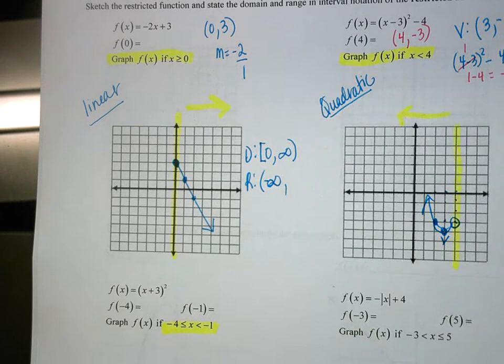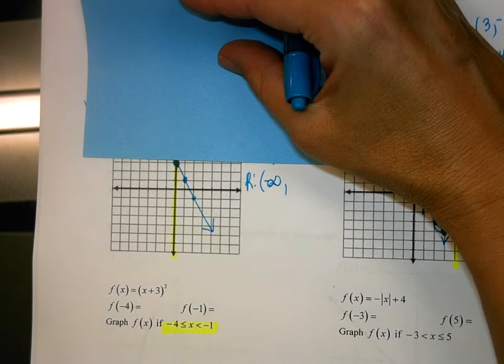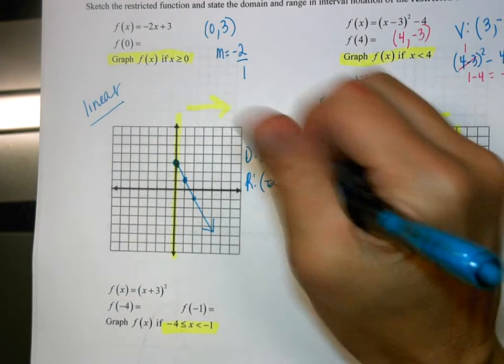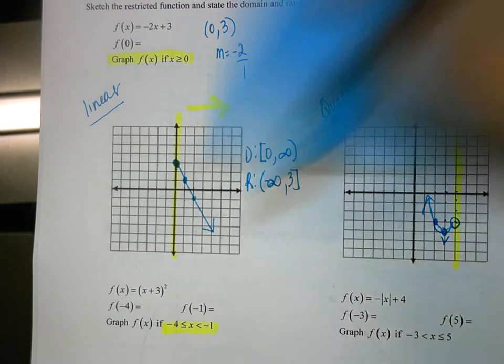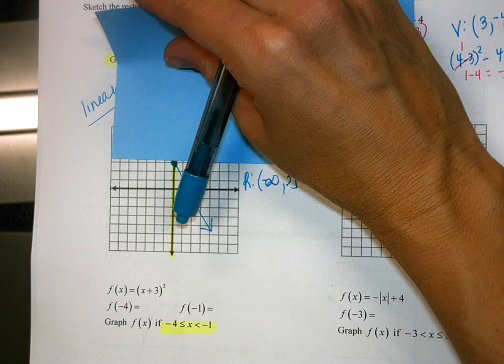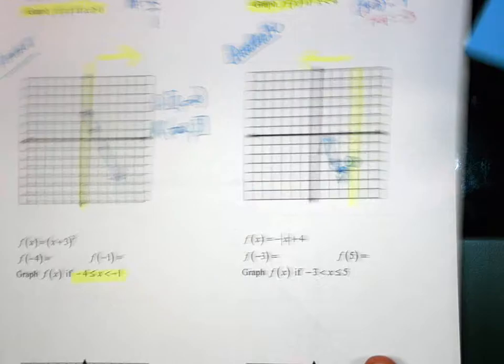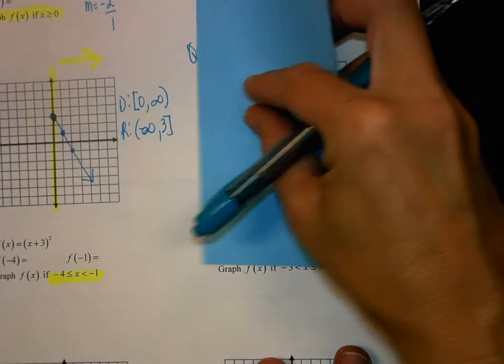And then it goes all the way up to what value on the range? 3. And will that be a bracket or a parenthesis? Bracket, because does it actually equal 3 for the range? Yes.